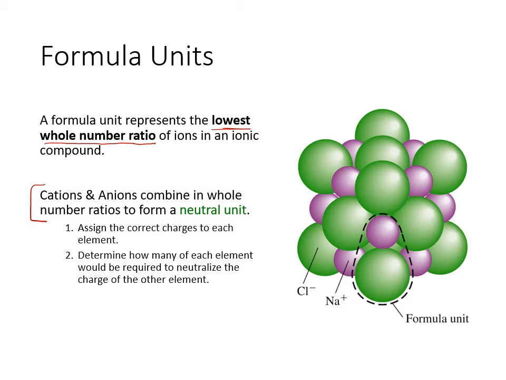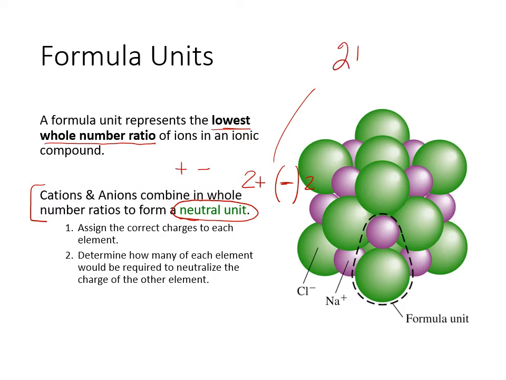The cations and anions combine together in these whole number ratios to form something that is neutral. So for example, if you have a plus and a minus, they neutralize each other. If you have 2 pluses and a minus, you're going to need 2 minuses.